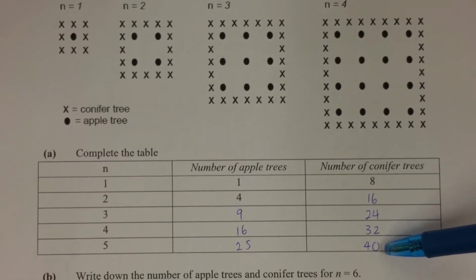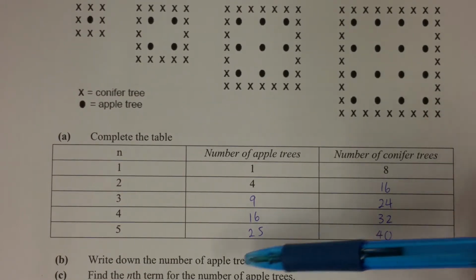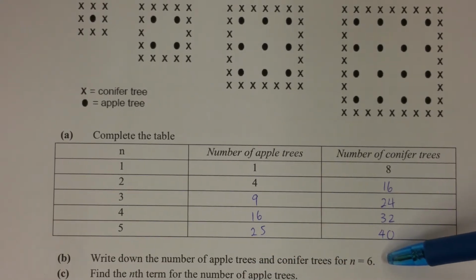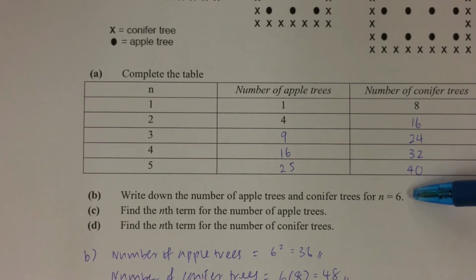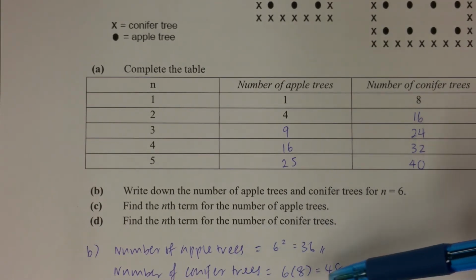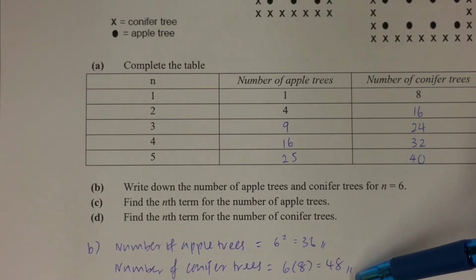Okay, so when it comes to B, where you're supposed to find the number of apple trees and number of conifer trees when n equals 6. Very easily, your number of apple trees is 6 square, which is 36. Number of conifer trees, because n equals 6, is just 6 times 8, which equals 48.